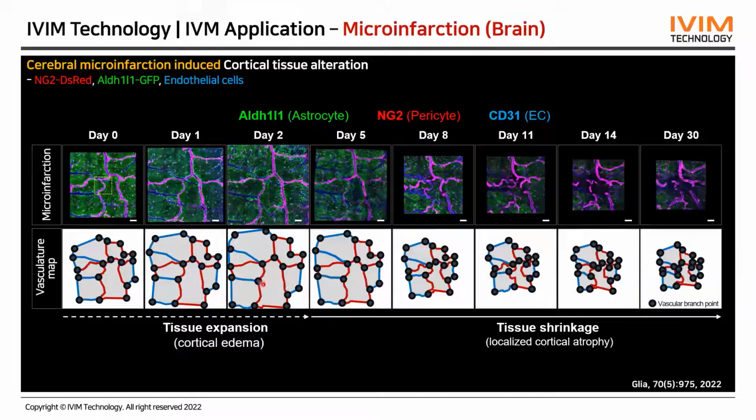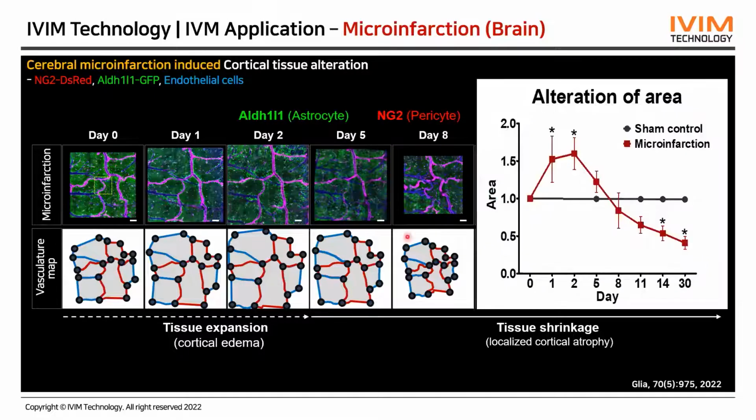In the microinfarction model, acute tissue expansion followed by gradual tissue shrinkage was observed. The vascular map showed acute 1.5-fold expansion of the brain tissue, indicating severe edema for 2 days, followed by gradual shrinkage at day 5 to 8, and then a significant reduction of the brain tissue, which indicates focal brain atrophy for 2 to 4 weeks after microinfarction induction.